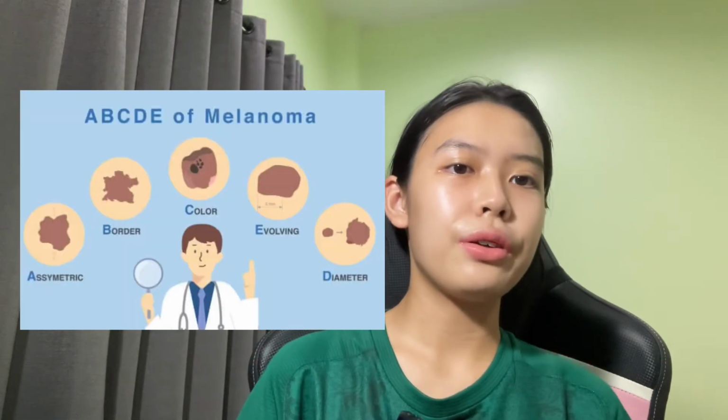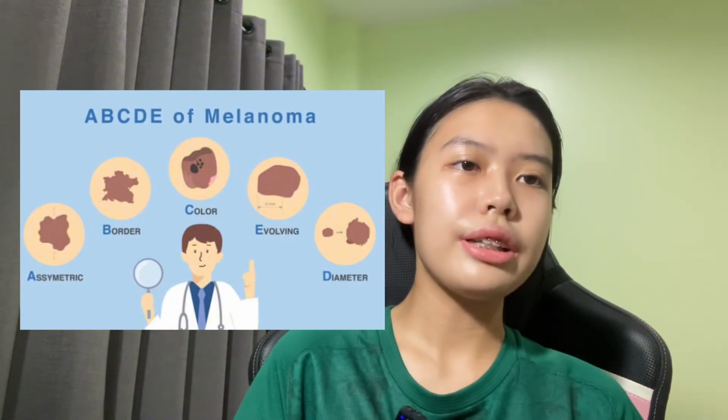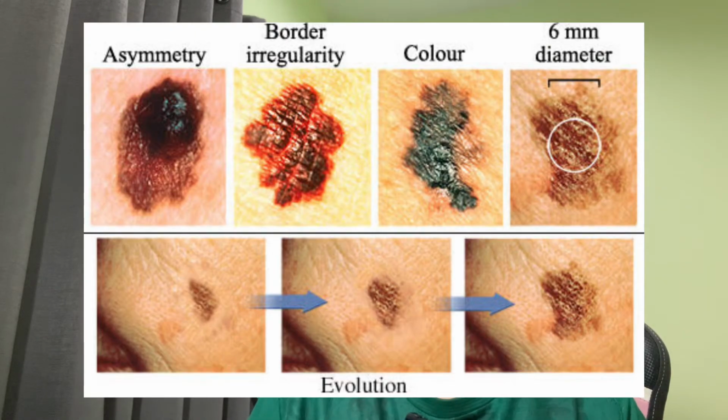D is for diameter. Look for new growth in a mole larger than a quarter inch. This is about 6 millimeters. And E is for evolving. Watch for moles that change in size, shape, color, or height. Also, new symptoms can arise, such as itchiness or bleeding.